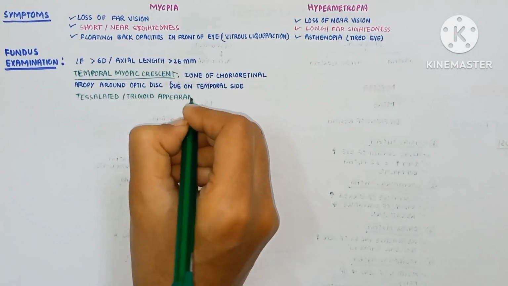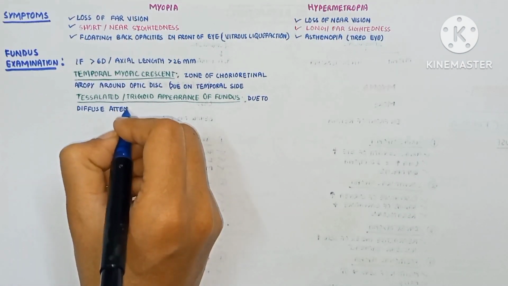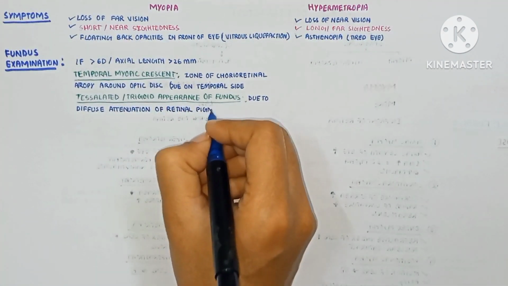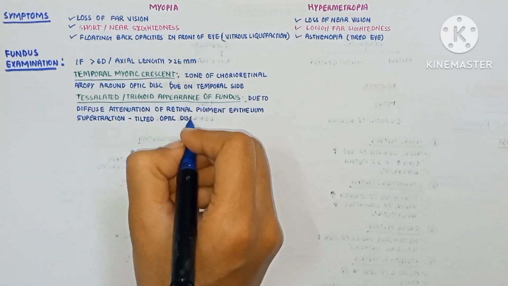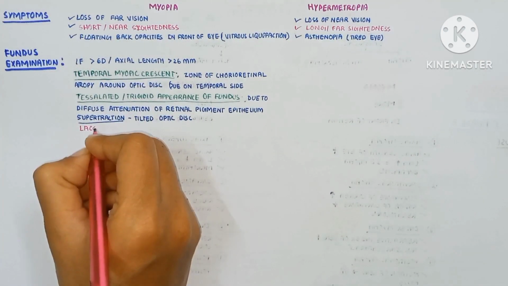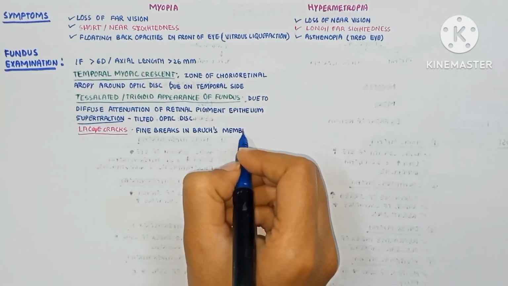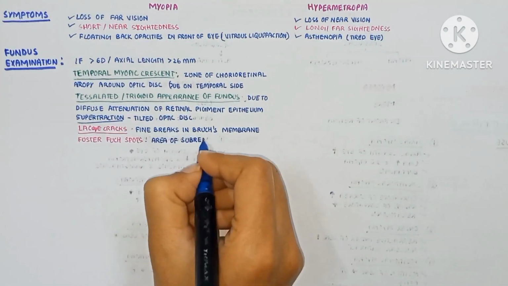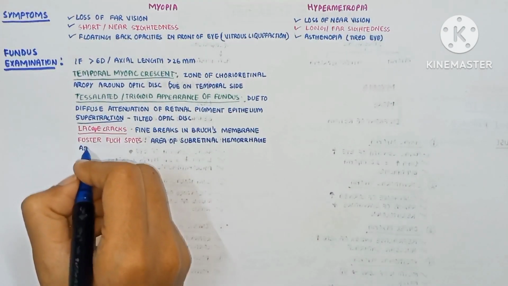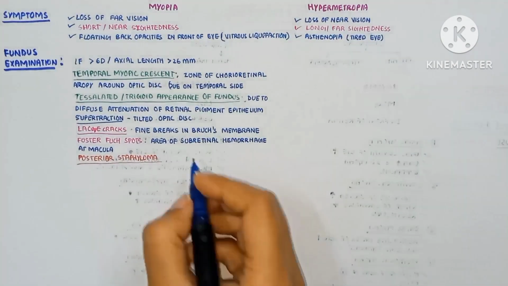The tessellated or tigroid appearance of the fundus is due to diffuse attenuation of the retinal pigment epithelium. Supertraction is found, that is a tilted optic disc. Lacquer cracks, fine breaks in the Bruch membrane. Fuchs spots, an area of subretinal hemorrhage at the macula. The posterior staphyloma, that is bulging of the sclera.